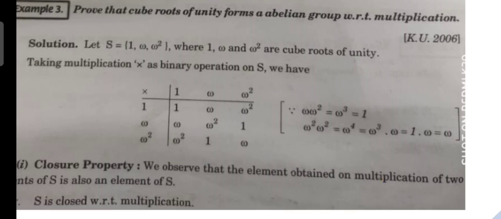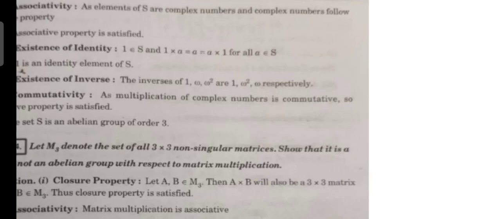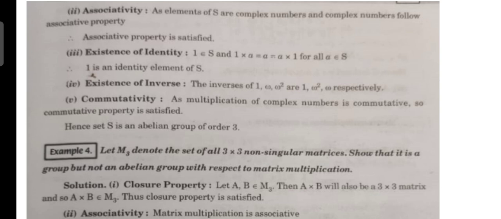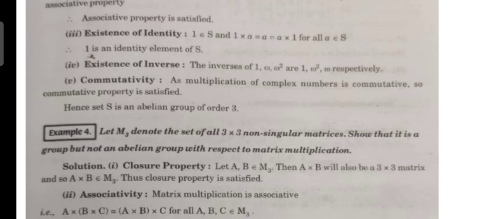So through this we have shown that each element has an inverse and they are coming out to be in the set only. 1 is the inverse of itself, omega has inverse omega square, and omega square has inverse omega. So all the elements have their inverses in the set only, so it satisfies the existence of inverse property. Last but not the least, our commutative property.